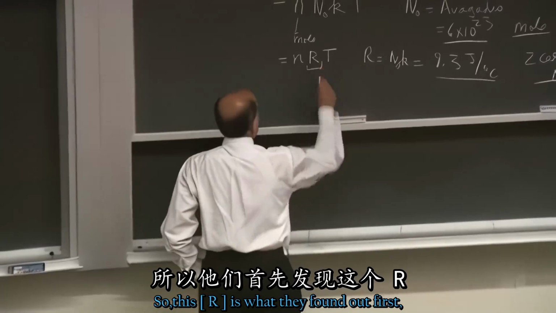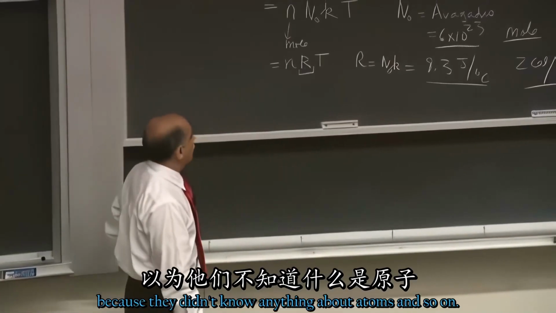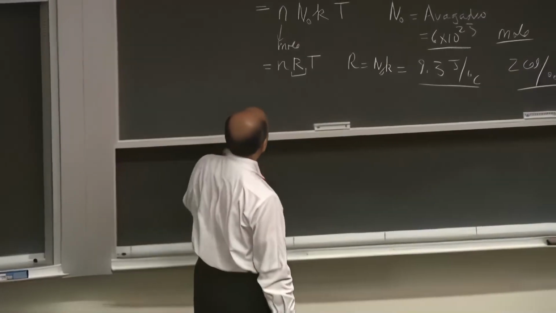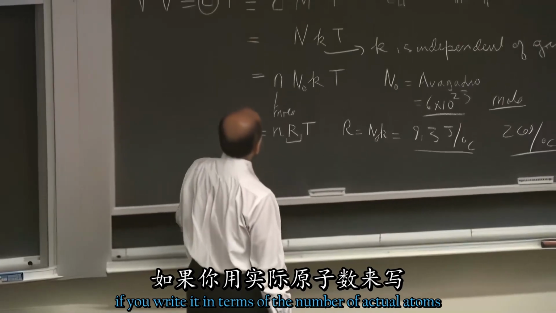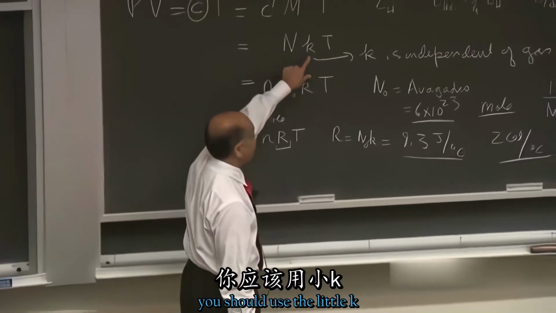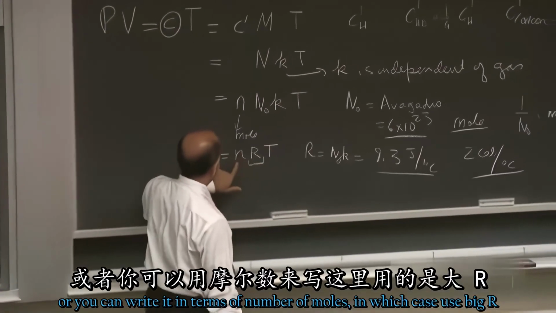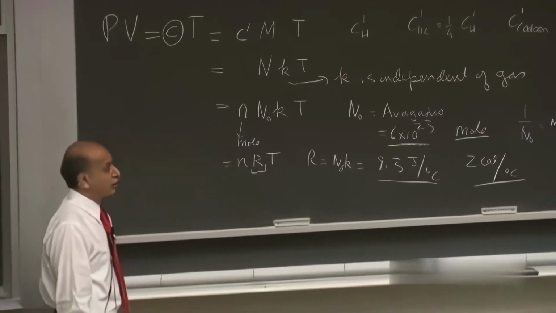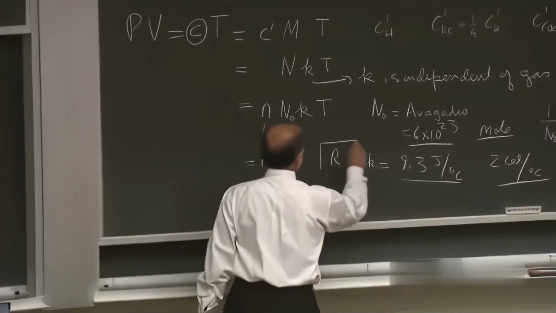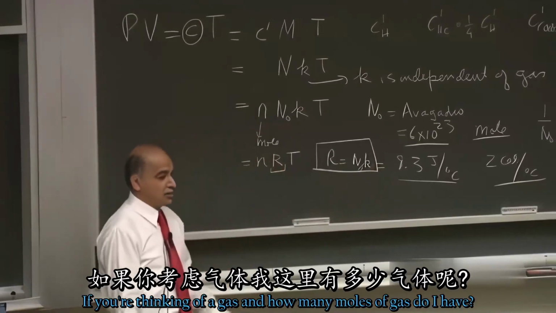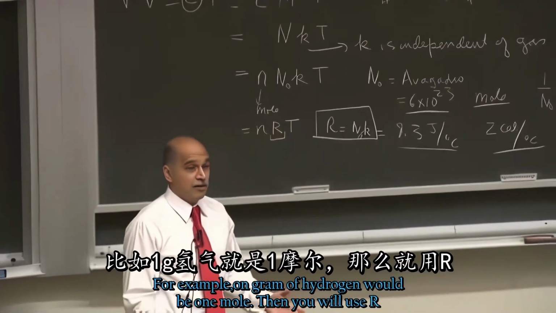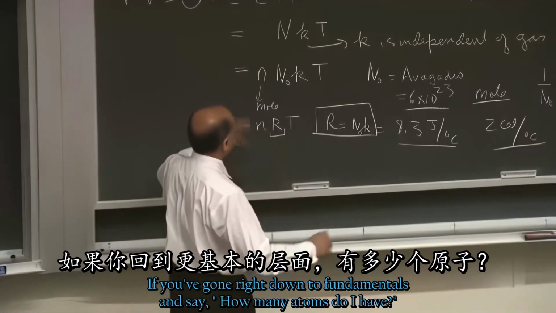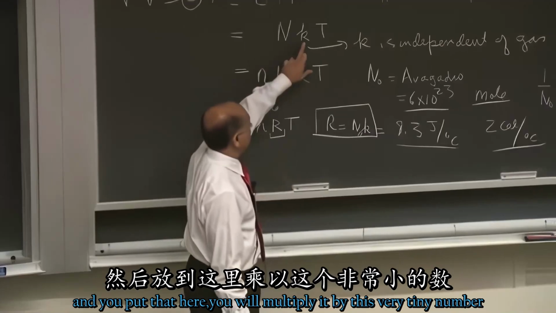So this is what they found out first, because they didn't know anything about atoms and so on. But later on, when you look under the hood of what the gas is made of, if you write it in terms of the number of actual atoms, you should use the little k, or you can write it in terms of number of moles, in which case you use big R. And the relation between the two is simply this. If you're thinking of a gas and how many moles of gas do I have, for example, 1 gram of hydrogen would be 1 mole, then you will use R. If you've gone right down to fundamentals and say, how many atoms do I have, and you put that here, you will multiply it by this very tiny number.